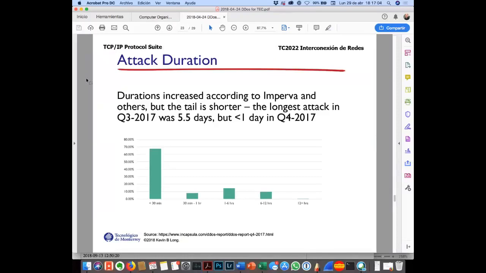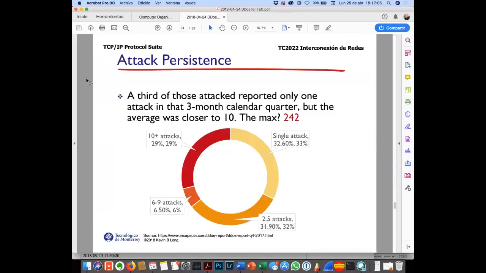But most attacks last less than 30 minutes. One of the things that Incapsula produced were these wheels that showed for each quarter what the distribution of attacks looks like. About as many people had 10 plus attacks as had one attack. But one poor bastard, the only one who was willing to give them the data, had 242 attacks that month.